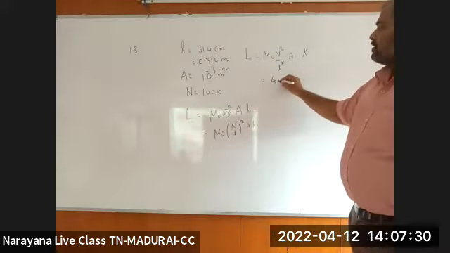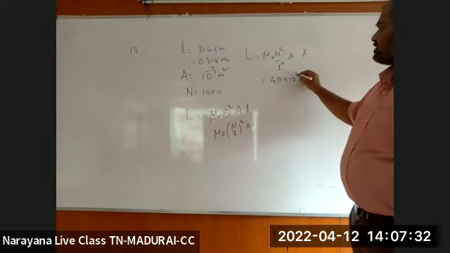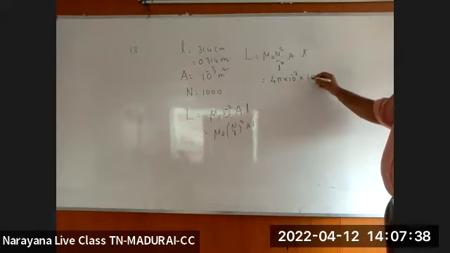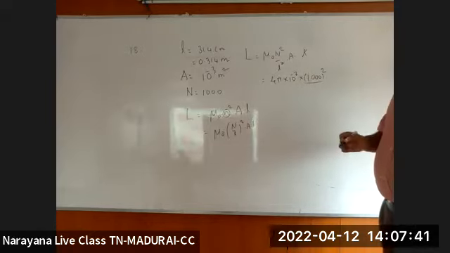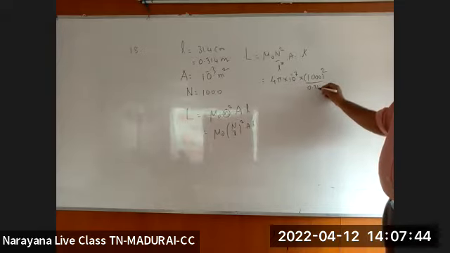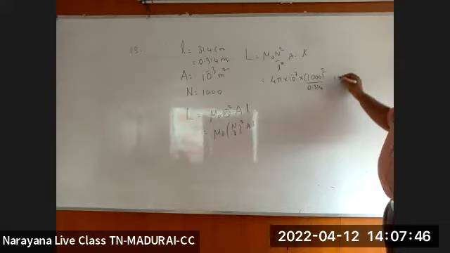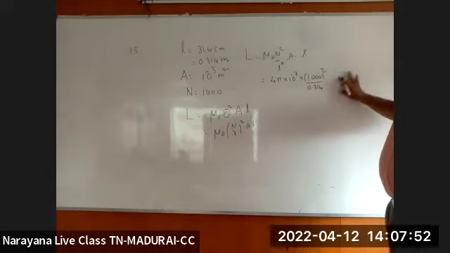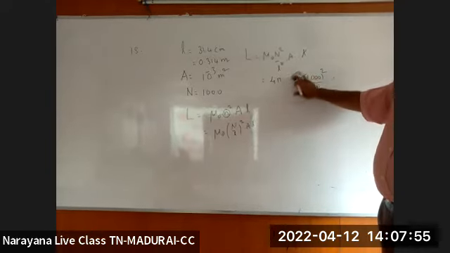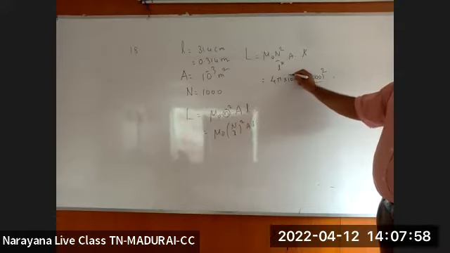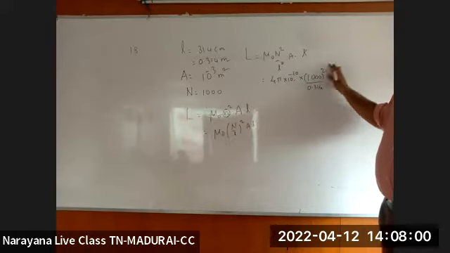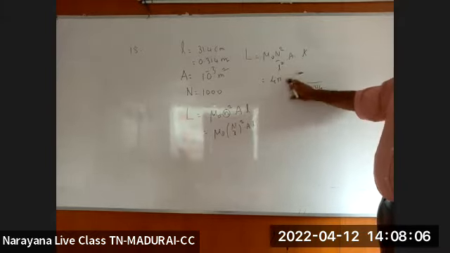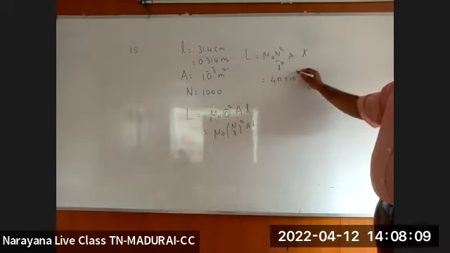Mu naught value is 4 pi into 10 power minus 7, into number of turns 1000, whole power 2, divided by length 0.314, and into area of cross section 10 power minus 3. Here 10 power minus 3 and here minus 3 will come, so it will become 10 power minus 10. 10 power 3 whole power 2 means 10 power 6. 6 minus 10 means 10 power minus 4.